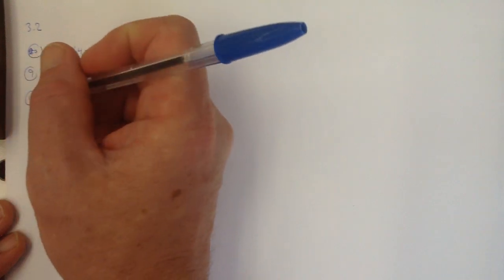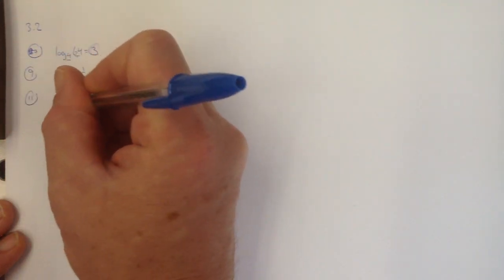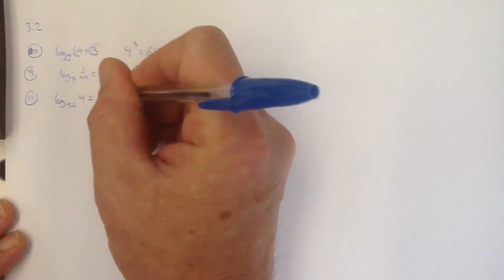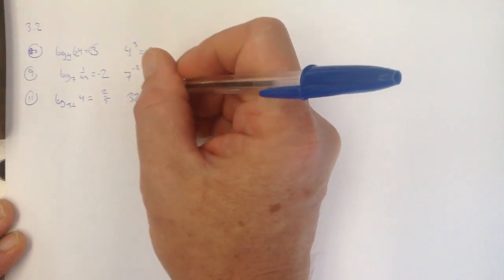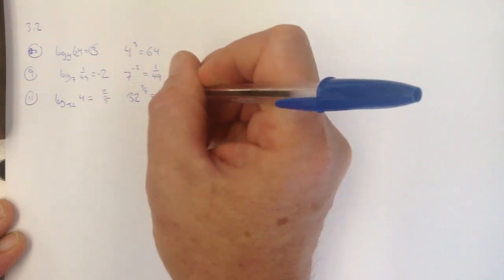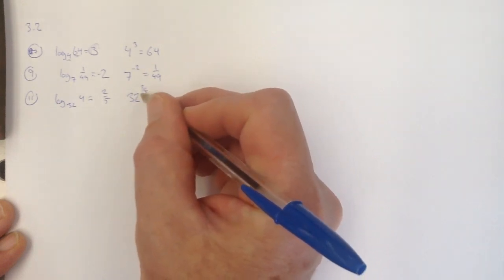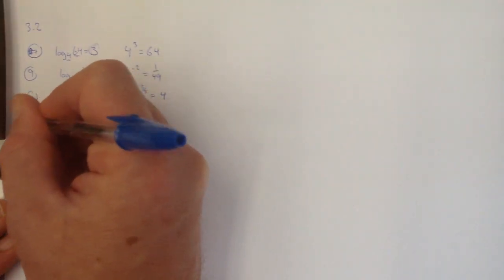True fact. Number 11, the log base 32 of 4 is equal to 2/5 because 32 to the 2/5 equals 4. This is a root. 5th root of 32 is 2. Squared is 4. True fact.